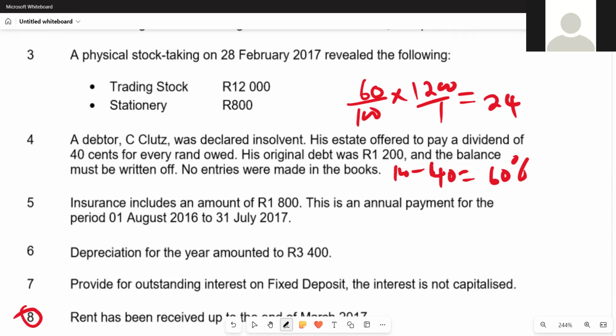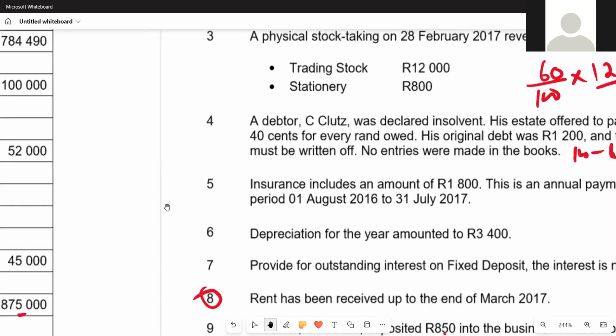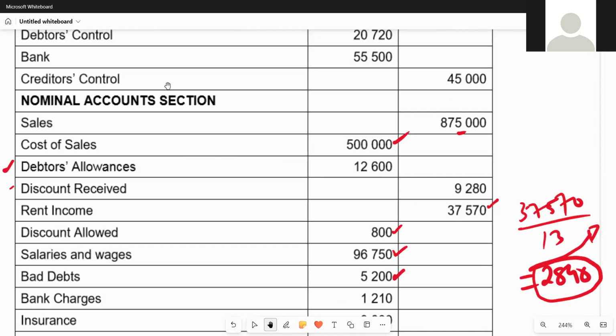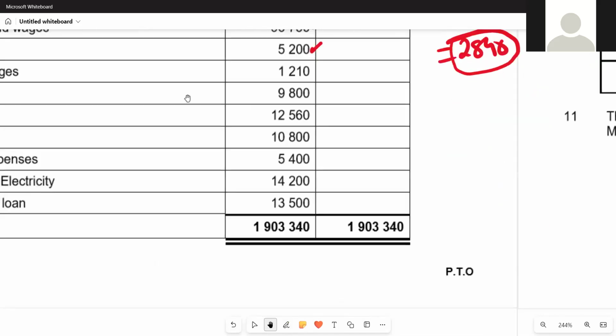This 720 is the same amount that you are supposed to add to bad debts to get the total for bad debts. So here we are saying 720. So the figure that we have in the pre-adjustment trial balance for bad debts is 5,200, and then we are supposed to add your 720. So you go to the other section and make the adjustment.